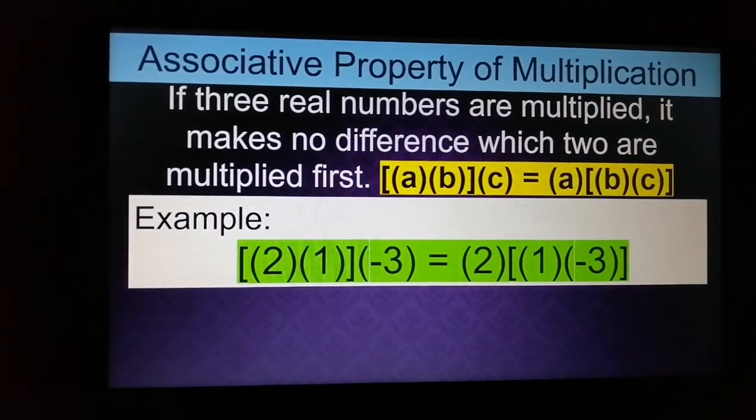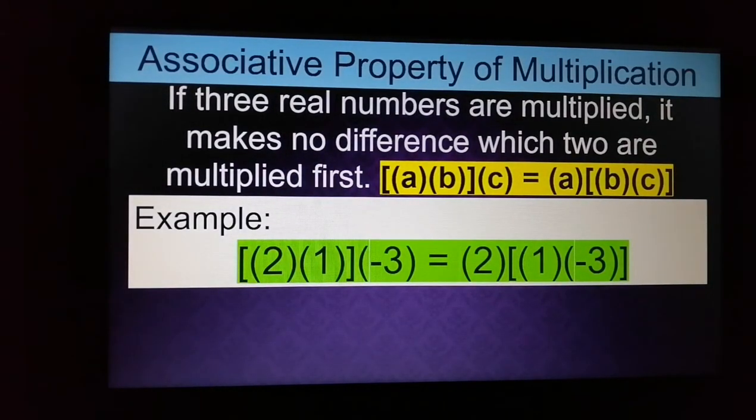The quantity of 2 times 1 times negative 3 is equal to 2 times the quantity of 1 times negative 3. So as you observe, ang unang nakagroupings ay si 2 times 1 and sa kabilang side naman ang magkasama ay si 1 and negative 3. So, tingnan natin if they will have the same answer.